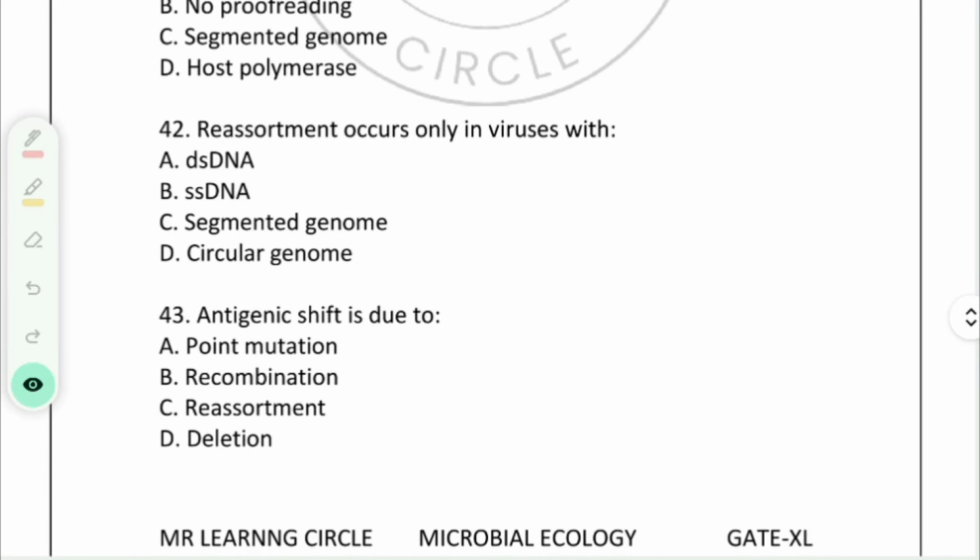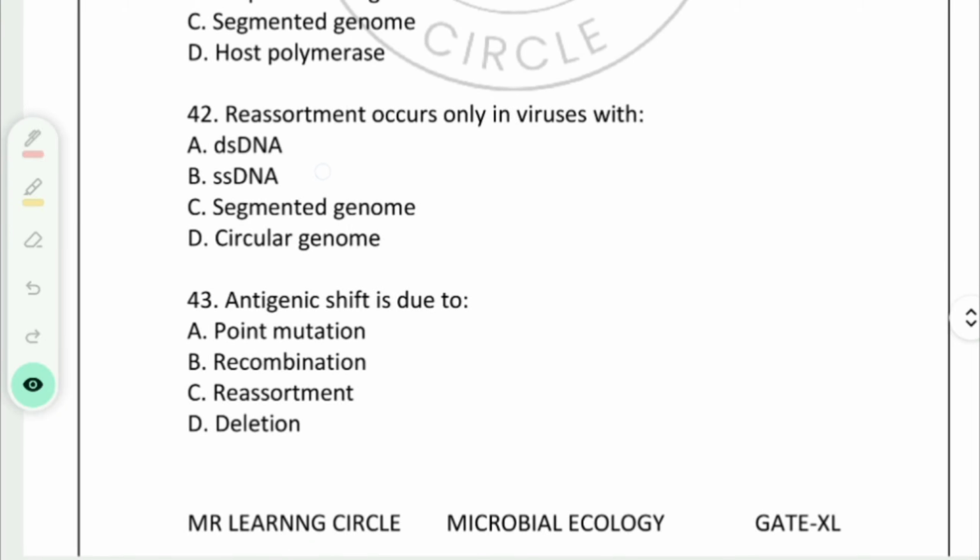Question number 42. Reassortment occurs only in virus with. Options are A. double-stranded DNA, B. single-stranded DNA, C. segmented genome, D. circular genome. So the correct answer for this question is option C, segmented genome.